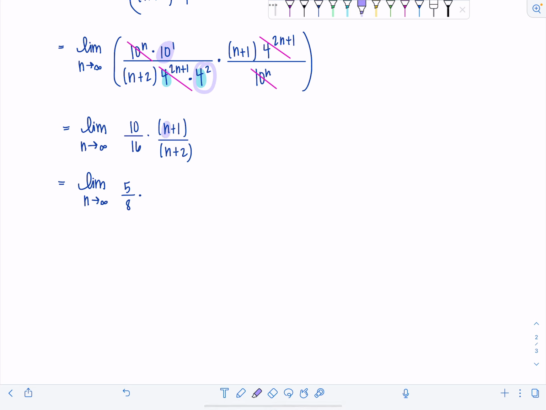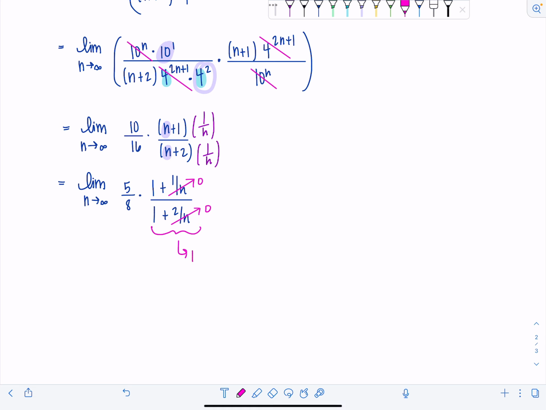And then notice here, both numerator and denominator are going to infinity. The highest power of n in the denominator is n to the first, so I'm just going to multiply top and bottom by 1 over n. Then we're going to have 1 plus 1 over n over 1 plus 2 over n. Now as n approaches infinity, 1 over n will go to 0, 2 over n will go to 0, so this whole term approaches 1. And then finally, we're left with 5 over 8.